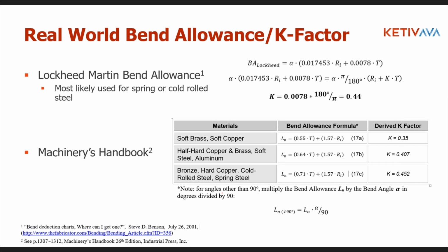But like I said, Machinery's Handbook has ones, and I've actually used some of these in real life when I was a real engineer back before my Autodesk and KETIV days. And these look pretty well. They tell you where the length of neutral line is, and these K factors are pretty reasonable in my opinion.